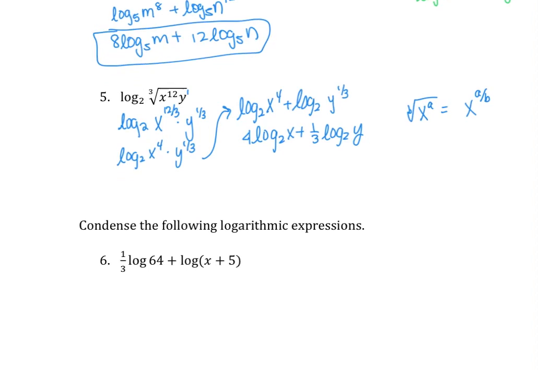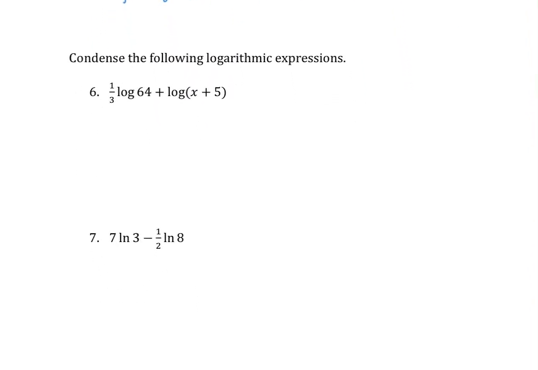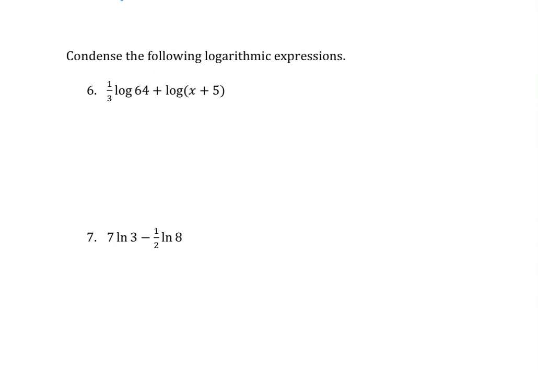And you can go backwards to condense. So just like I separated them, I did the multiplying separating to addition, and then I moved the exponents when I was expanding. To condense, I'm going to deal with the exponents and then the adding and subtracting, condensing that. So first I'm going to move this exponent up right here. So it'll be log 64 to the 1/3 plus log x plus 5.